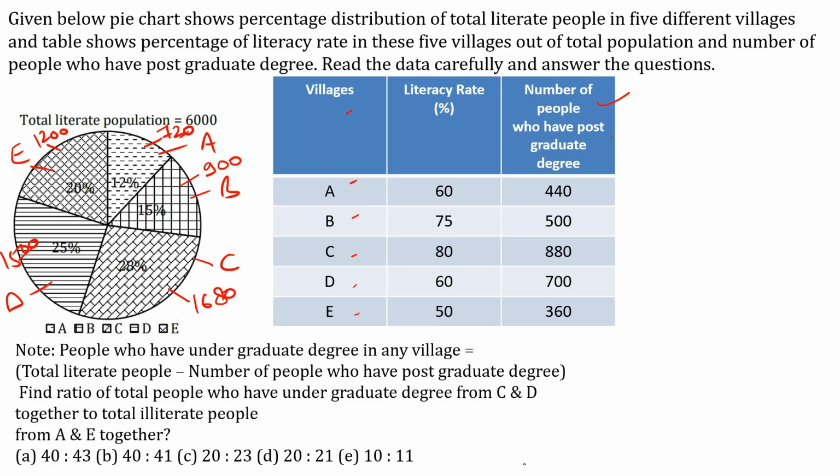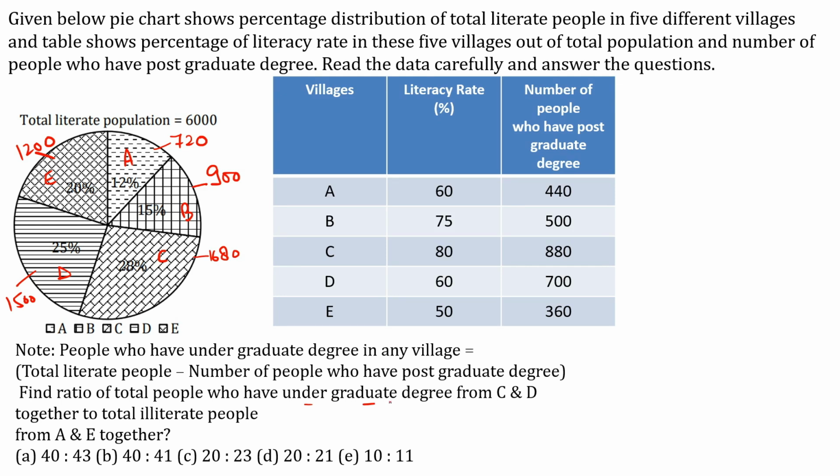So guys, now we can start discussing the question. We can easily find out the answer. Okay, all these data we do not need to calculate now, because we already have the data in the form of this. Okay, now we can start discussing the question. The first question we have, we need to find the ratio of the total people who have undergraduate degree from C and D together. Okay, C and D together.